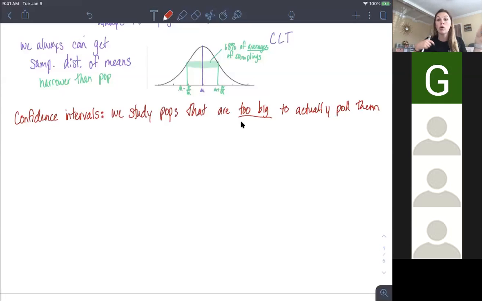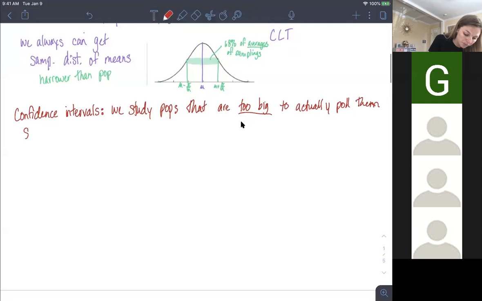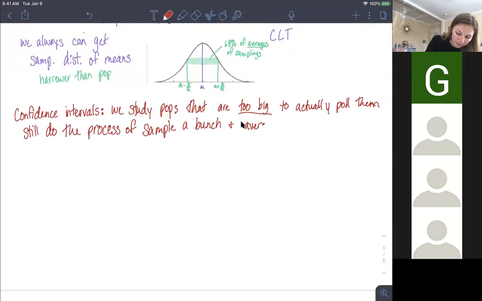What I mean by that is you go out and you sample a bunch of people and you take those averages. So you still do that process of sampling distribution of means, of sample a bunch and then average, because that's what gives us the normal curve. So you still do that whole process because that's what creates the normal curve for us. And that's an important thing to do.